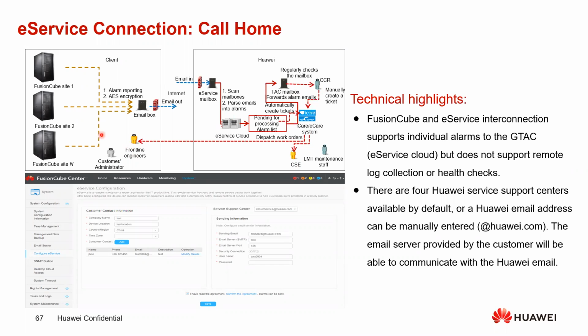So you can see the seamless call home feature. We can configure it in the system itself. We have four systems to configure for the four locations. We can automatically trigger these emails from this FusionCube Center. So this FusionCube Center will automatically trigger the information to our e-service platform.